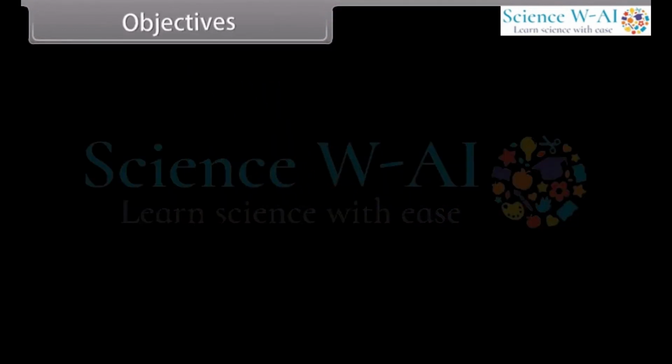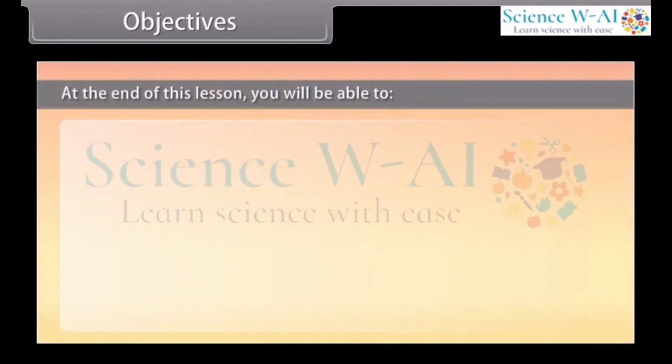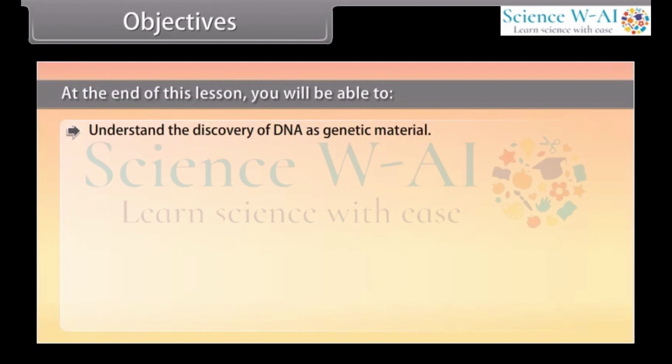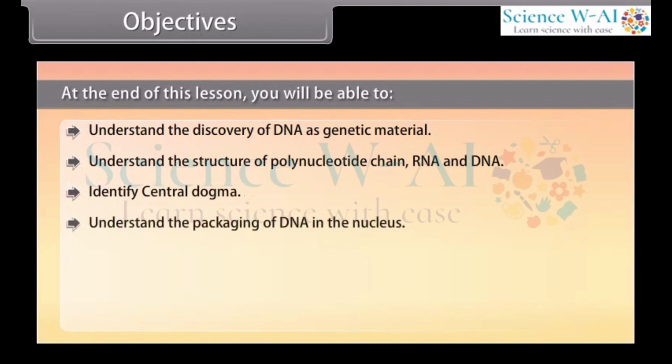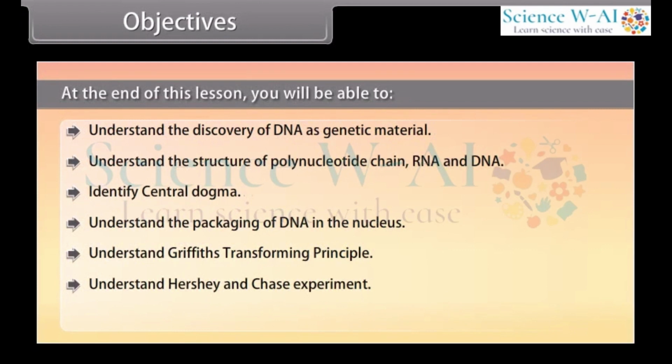Objectives. At the end of this lesson, you'll be able to understand the discovery of DNA as genetic material, understand the structure of polynucleotide chain, RNA and DNA, identify central dogma, understand the packaging of DNA in the nucleus, understand Griffith's transforming principle, understand the Hershey and Chase experiment, and identify the differences between DNA and RNA.